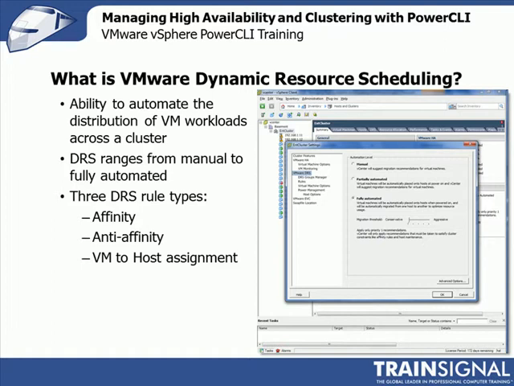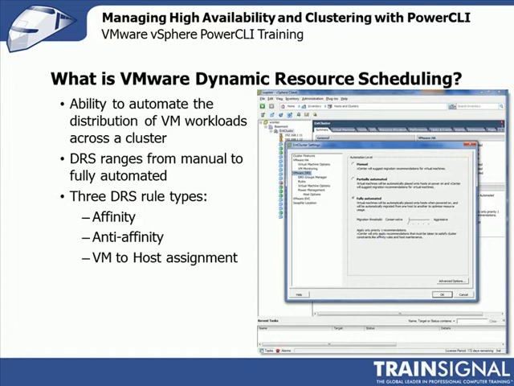And you can even tweak that using the slider, and we'll talk about how you can make some of these settings with PowerCLI, of course. Another feature of DRS is a rule. You have a few different types of rules, such as affinity, anti-affinity, and VM to host assignment. Affinity is the ability to say that you want multiple virtual machines to be situated together on the same host. Conversely, anti-affinity states that you don't want 2 or more virtual machines to be on the same host.